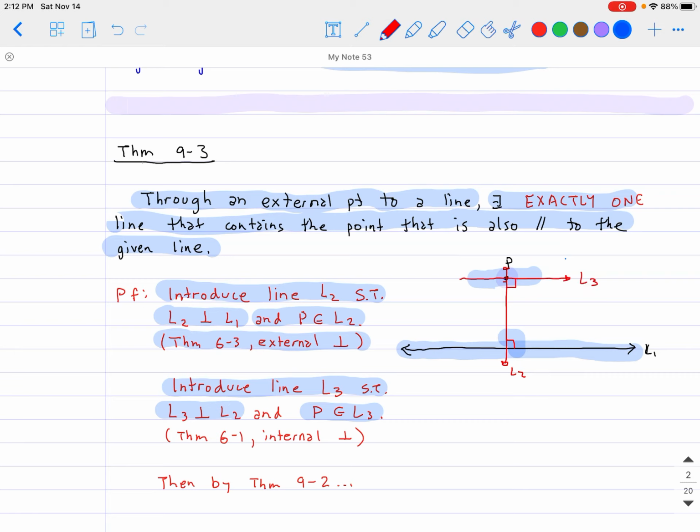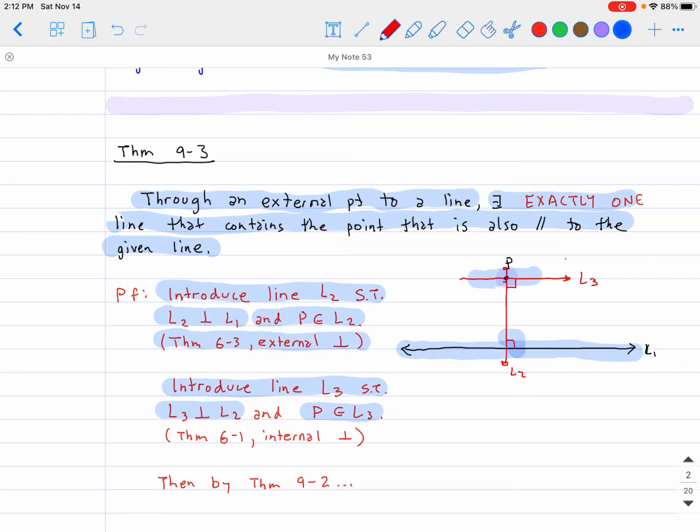And this one is going to be using Theorem 6.1, which says that through an internal point, there exists exactly one perpendicular. So first we use the external point, then we use the internal point. And if you remember, they're both uniqueness. So that means that there's only one line of each that can exist.